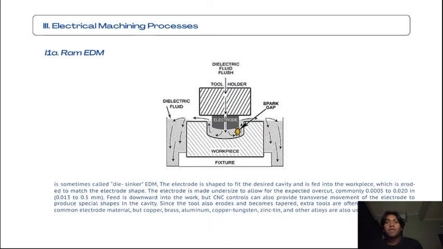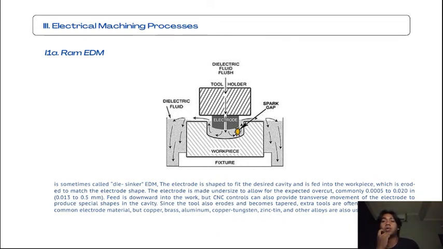We're going to the first subtopic from EDM, which is ram EDM, sometimes called die-sinker EDM. The electrode is shaped to fit the desired cavity and is fed into the workpiece, which is eroded to match the electrode shape. The electrode is made undersized to allow for the kerf, commonly 0.013 to 0.5 millimeter, and feed is downward into the work. CNC control can also provide transverse movement of the electrode to produce special shapes in the cavity.